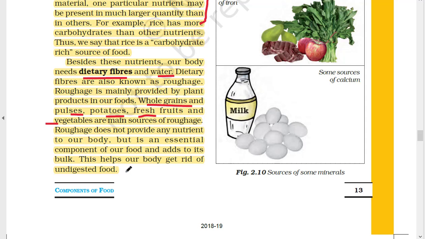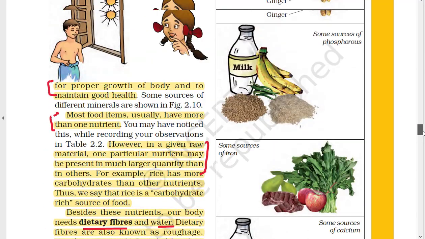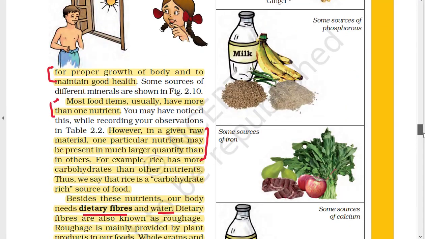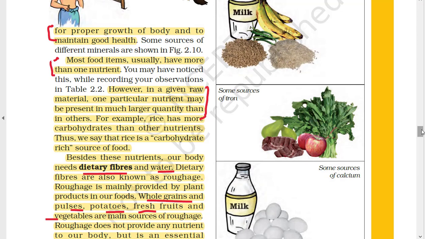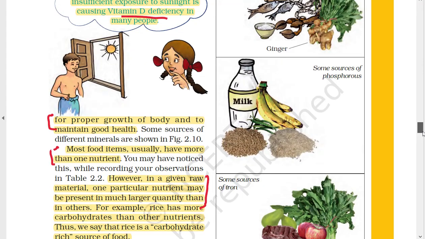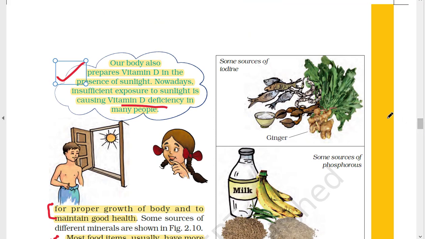And water, we know that water helps in absorption of the nutrients. Waste also passes out in the form of urine and sweat. So again, water is very important. So let us see some of the minerals now.